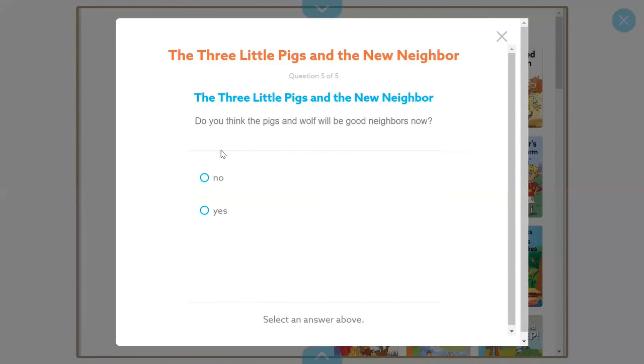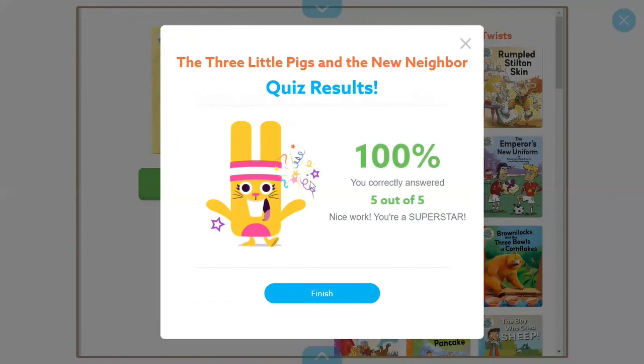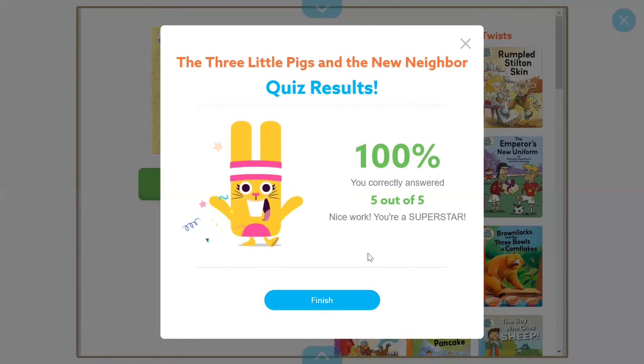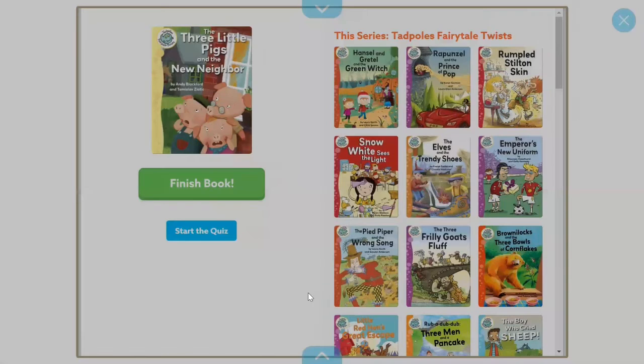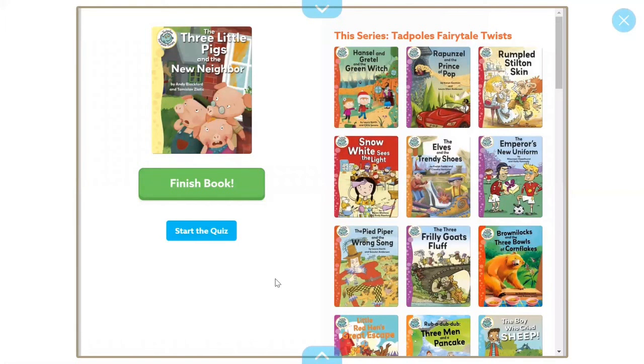And this last question, do you think the pigs and wolf will be good neighbors now? No or yes? I think so, right? We had fun at the end of the book. Okay. Quiz results, we got 100%. Okay, nice work here, superstar. Okay, we are almost finished. I just want you to retell this book in your own words. Okay, what happened first, next, and last?